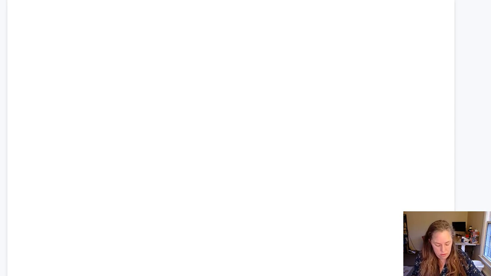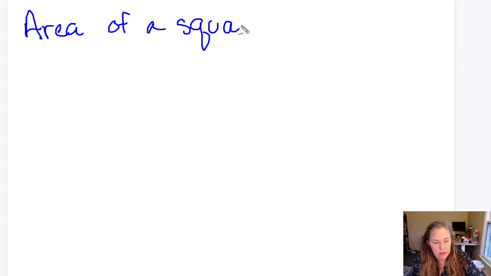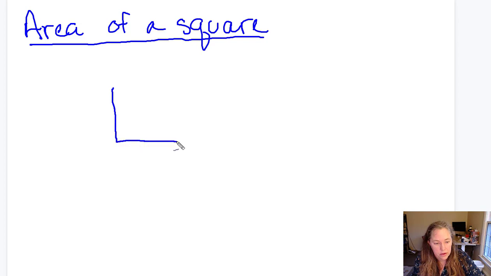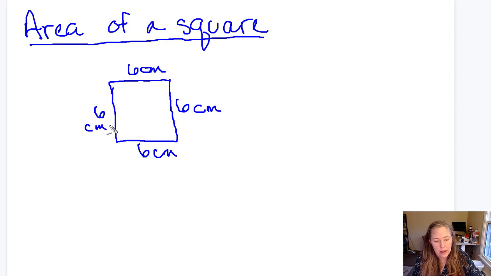In class, we were looking at area of a square. I'm going to remind you how to find the area of a square. A square has four sides that are the same. So if this square is 6 centimeters, to find the area, remember that the area of a rectangle is length times width. That's rectangle.